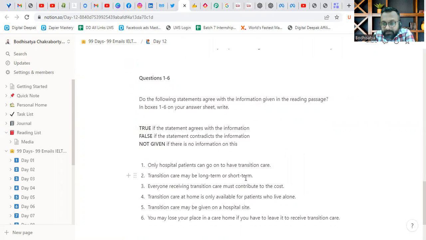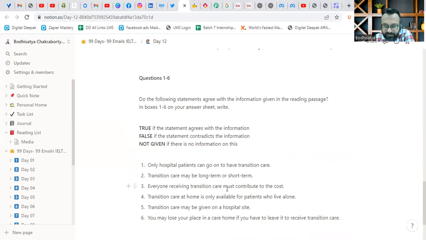So the answer to question number two is false. I hope I'm making myself absolutely clear why the answer to question number two will be false. It is given for a limited amount of time. It is not indefinite, as many days as you like to have. It is a short term period that you will get your transition care. That is why the answer to this question is false.